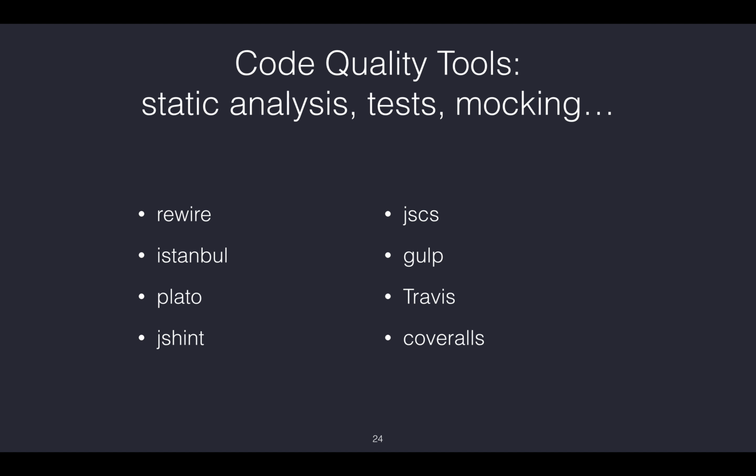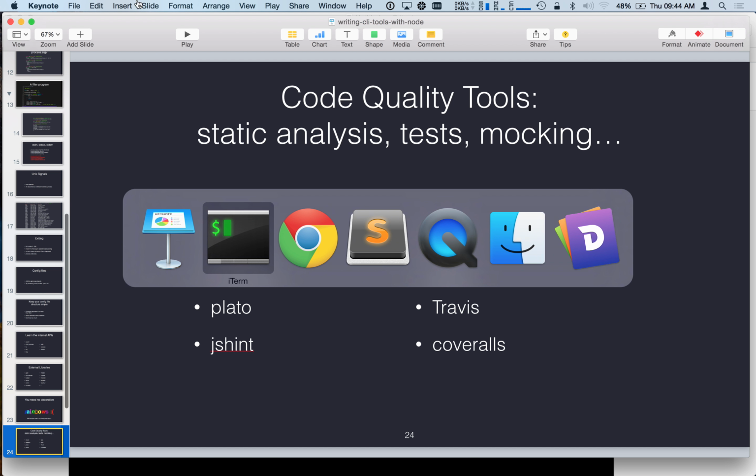Okay, so there are some quality tools that we can use. Most of them are already popular with anyone that is developing JavaScript nowadays. For example, JSHint, maybe Istanbul, Plato. This one here, Rewire, is a really good dependency injection system for Node.js testing, because with it you can replace some parts of the modules that you are calling. Let me show you a quick example here.